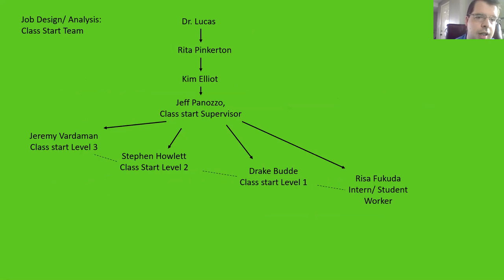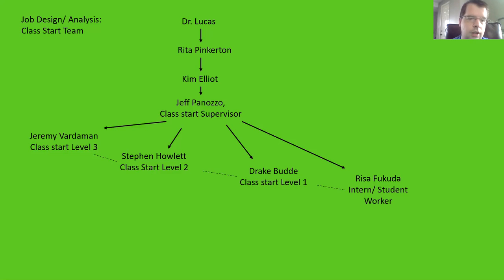So, job design and analysis. Looking at the setup, we have Dr. Lucas, followed by Rita Pinkerton, Kim Elliott, and Jeff Panazzo, who's the class start supervisor. And then you've got the other 4 members of the class start team: Jeremy Vardaman, Stephen Howlett, Drake Buddy, and Risa Fukuda.